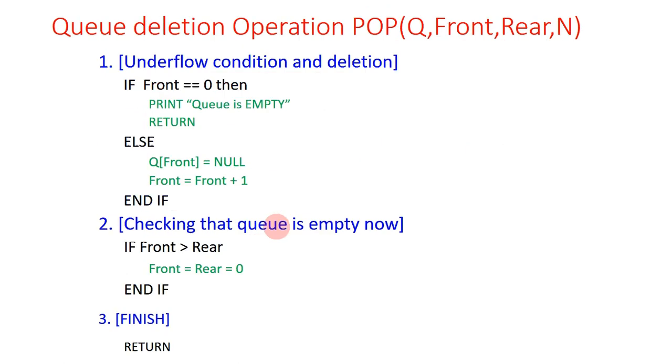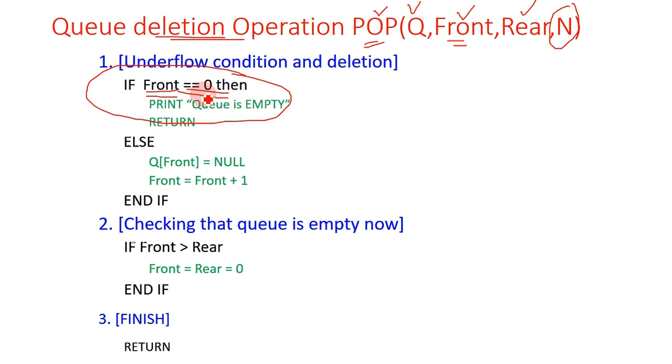Now let's move to the deletion operation or deletion procedure. Pop is the name of the procedure or algorithm. Q stands for the queue. This is the front end, rear is the rear end, and N is the size of the array. If front is equal to 0, means there is no element in the queue data structure. It means that the queue is empty, or this is called the underflow condition.